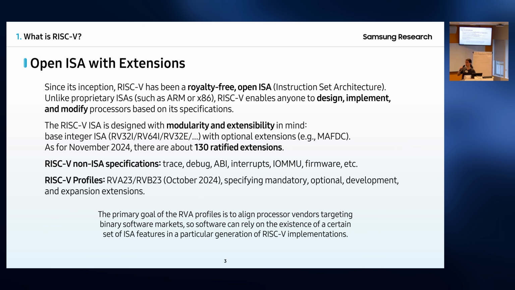So what is RISC-V? I would say it's two things. First, it's an open ISA with extensions. The most important thing is that RISC-V is a royalty-free and open architecture. In contrast to some other ISAs, like for example x86 or ARM, which are proprietary and you need to pay a license to use them in your application, RISC-V enables anyone to design, implement, and modify processors. So you can do basically anything you want.